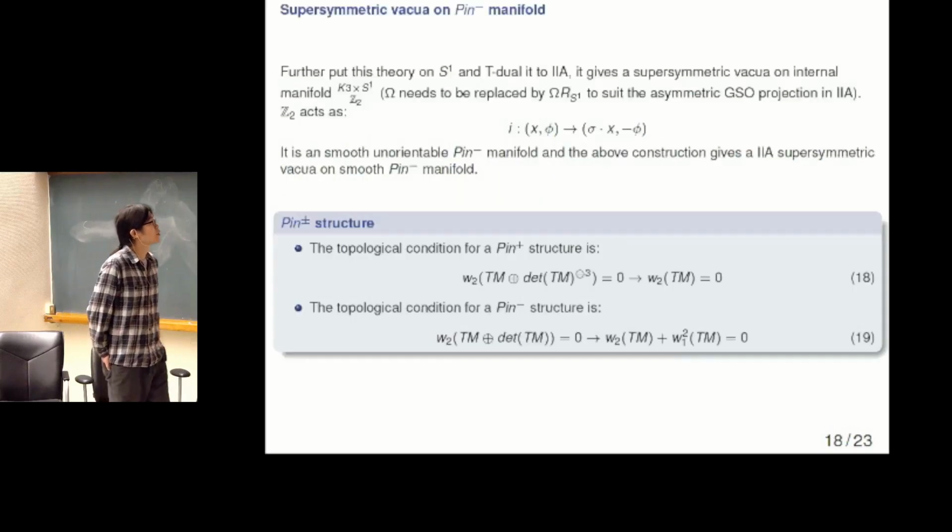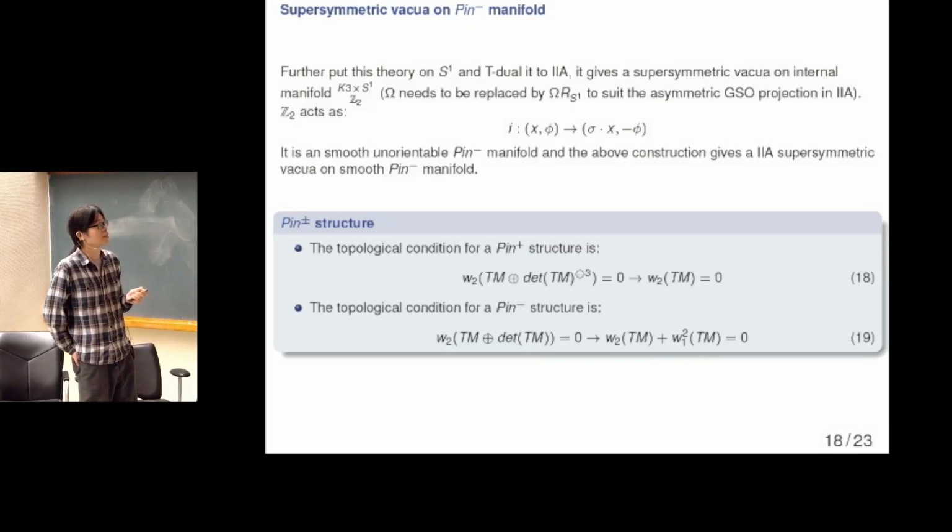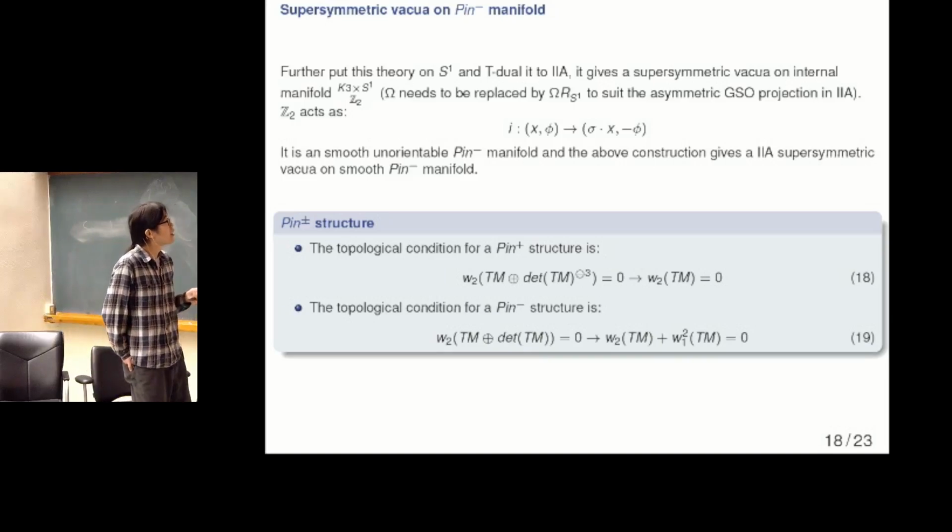We can actually go a little bit further by putting the theory on a circle and T-dualizing it to 2A. This time the space-time internal manifold is going to be formulated on K3 times S1 mod Z2. The only subtlety here is that worldsheet parity needs to be replaced by the combination of worldsheet parity and circle reflection, to be compatible with the symmetric GSO projection used in 2A. And the Z2 acts on K3 times the circle in the following way: it acts on K3 as the Enriques involution, and it acts on the circle as a reflection.